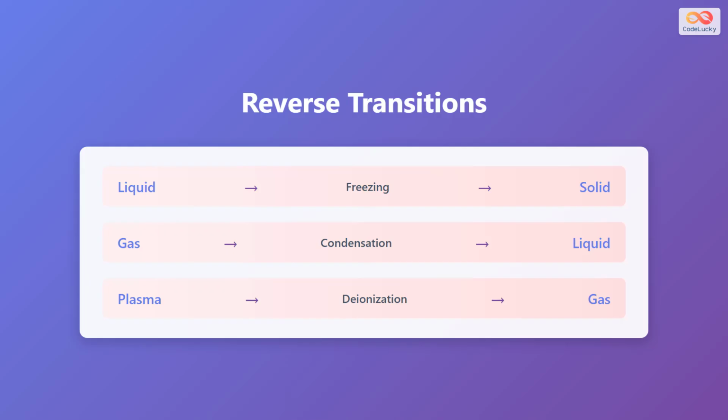Phase transitions can also occur in reverse when we remove energy. When a liquid loses heat, it undergoes freezing and becomes a solid. This is how water turns into ice. When a gas cools down, it experiences condensation and returns to the liquid state, like water droplets forming on a cold glass. When plasma loses energy, it undergoes deionization, with electrons recombining with ions to form neutral gas molecules again.